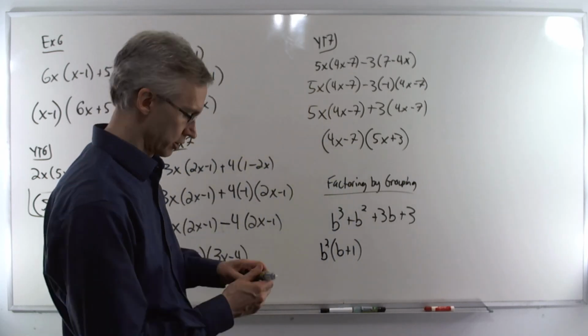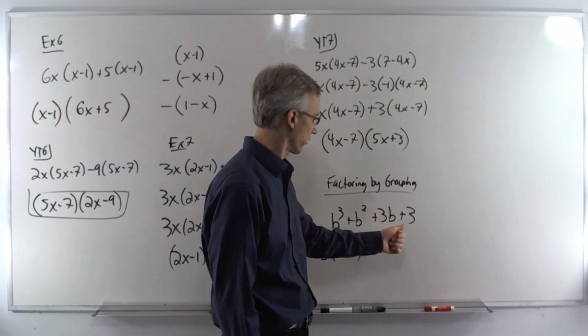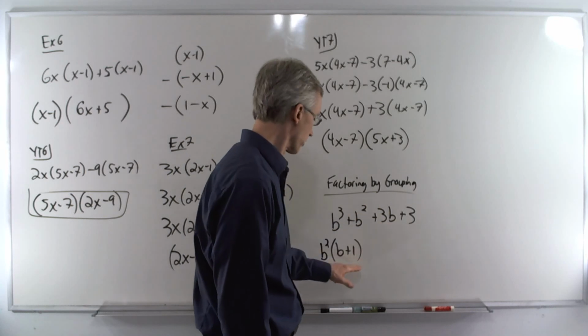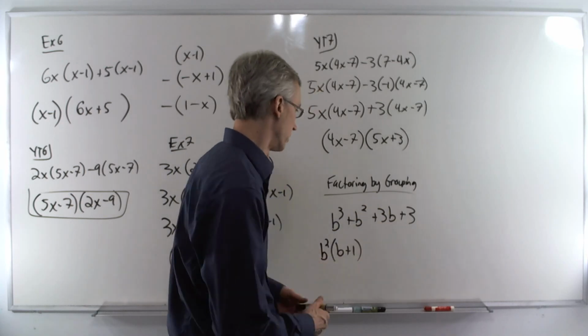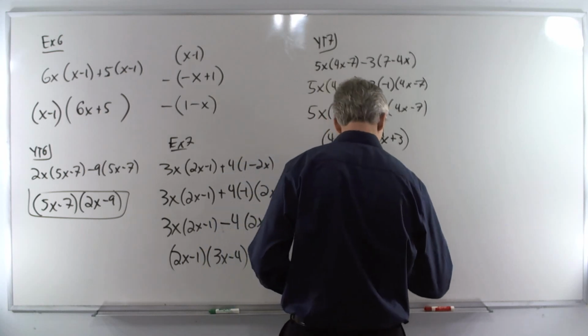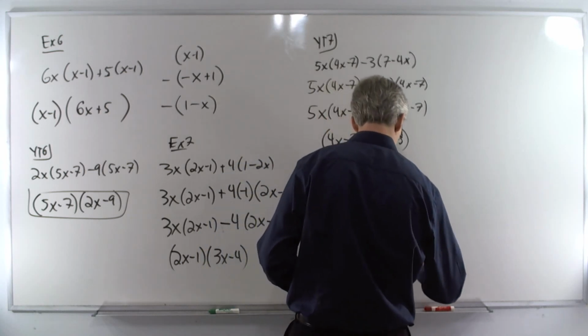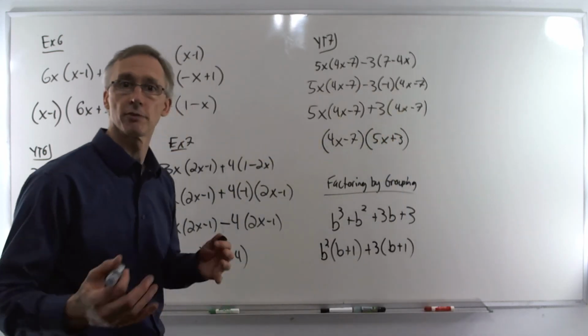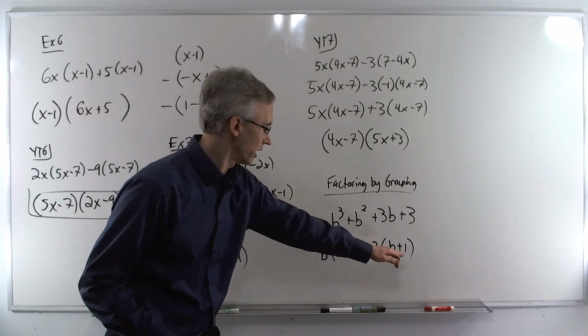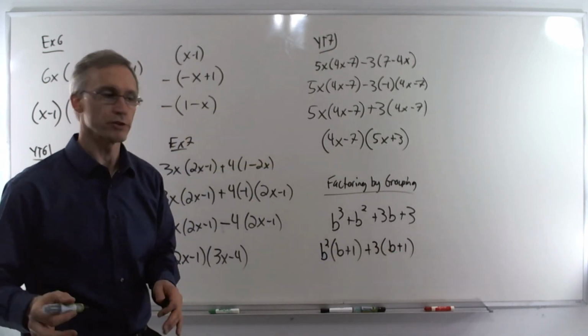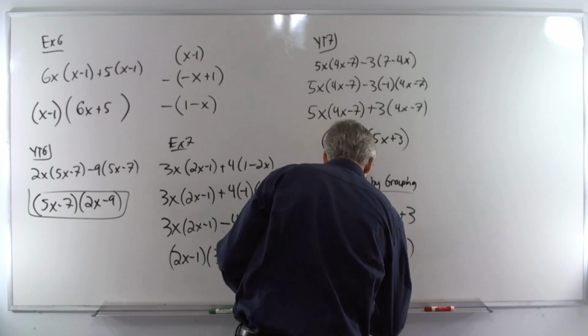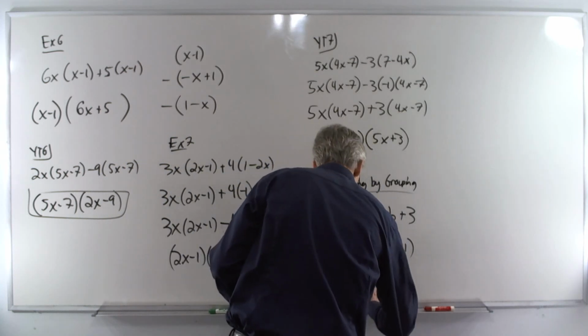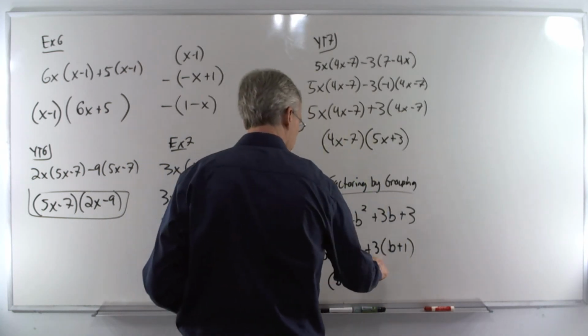Now over here, the trick is I want to factor out something so that I get a matching binomial. Well, if I factor out 3, we get b plus 1, so the binomials match. If you get here and you have matching binomials, you know you're on the right track. All right, now we can factor out b plus 1, and that leaves behind b squared plus 3.